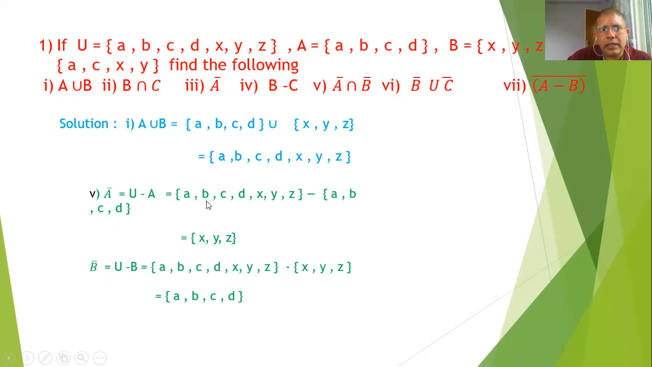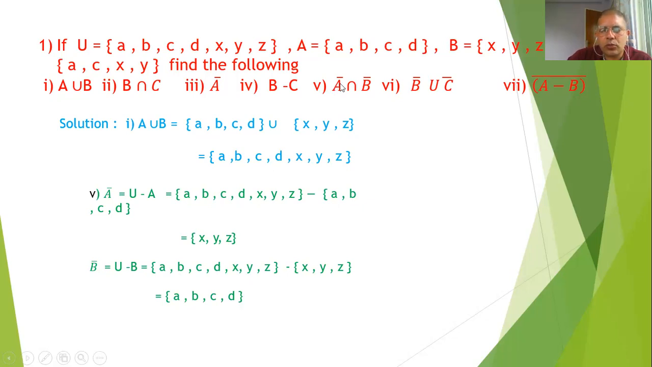U is A, B, C, D, X, Y, Z and A is equal to A, B, C, D. Then write down elements from U, not from A. That means A, B, C, D are in A, so what is left? X, Y, Z. So X, Y, Z is A complement. Similarly, B complement is U minus B. U is A, B, C, D, X, Y, Z minus X, Y, Z. Subtract X, Y, Z and you get A, B, C, D.